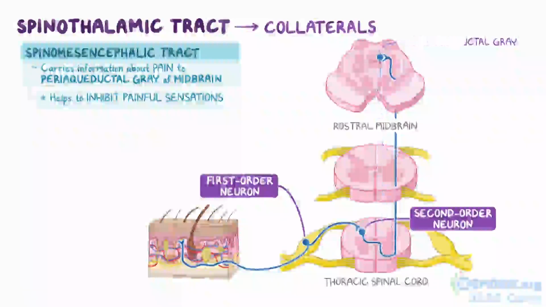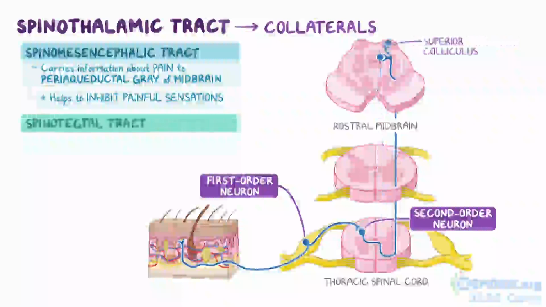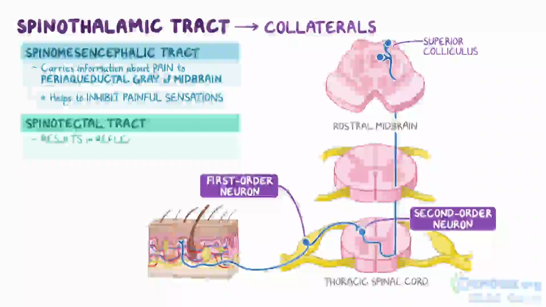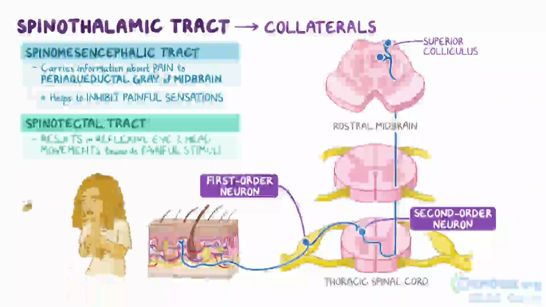There are also collaterals that terminate in the superior colliculus within the tectum of the midbrain through the spinotectal tract. The superior colliculus is an important visual reflex center, with the spinotectal tract providing afferent information that results in reflexive eye and head movements toward the site of painful stimuli.